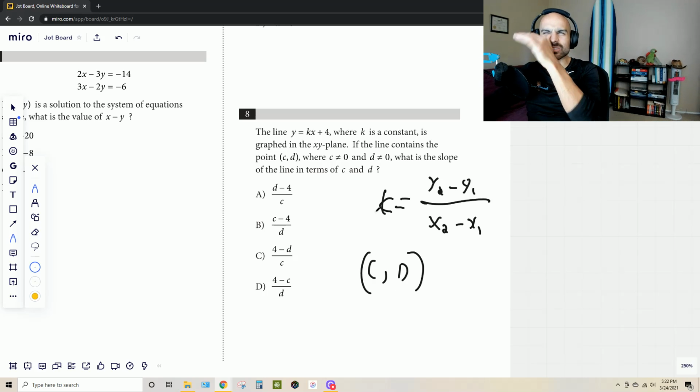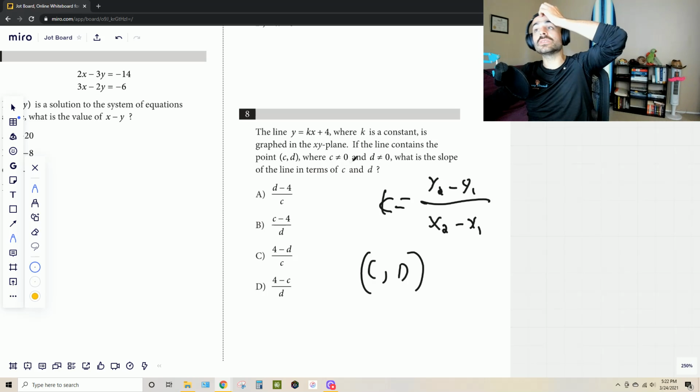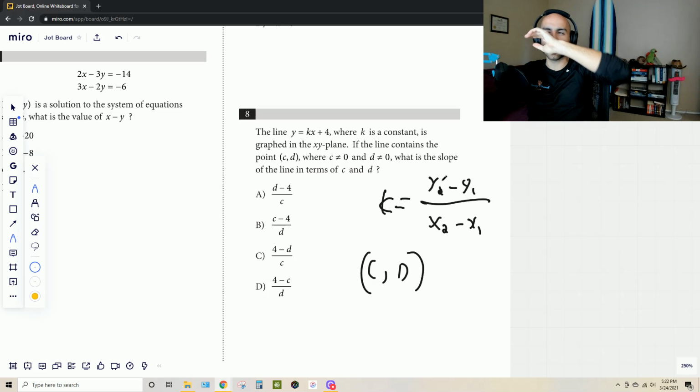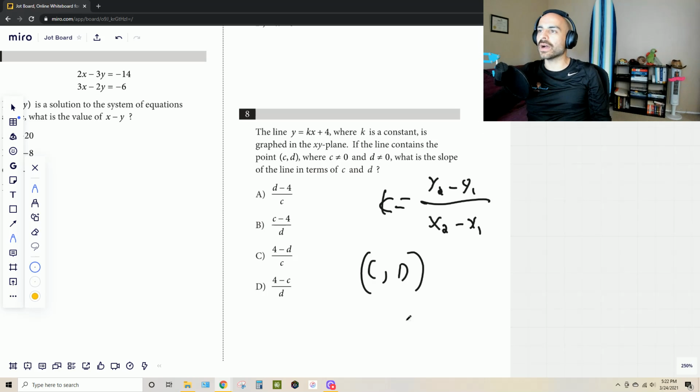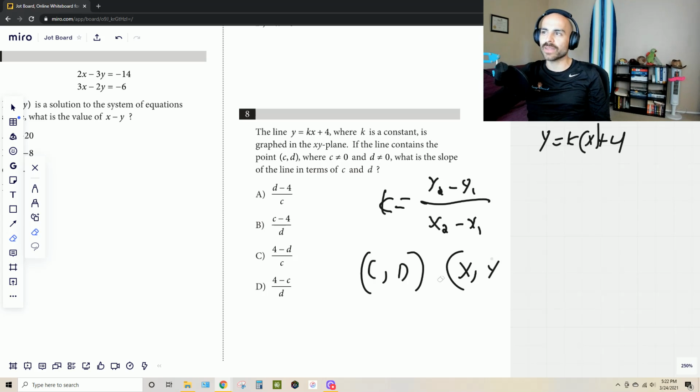And we can ask ourselves, all right, well, c can't be 0, d can't be 0, fine. What's going to be the second point? I need 2 points to find slope. Well, they gave me this expression that y equals kx plus 4. What can I get from this that can tell me about what it was? Well, I was thinking maybe x and y, but there's no x and y in the answer choices, so that wouldn't work. They're actually looking for numbers.